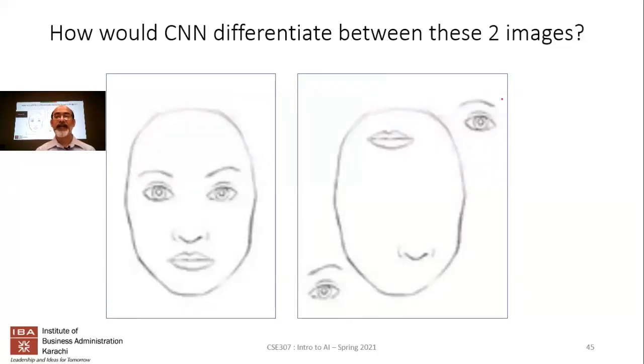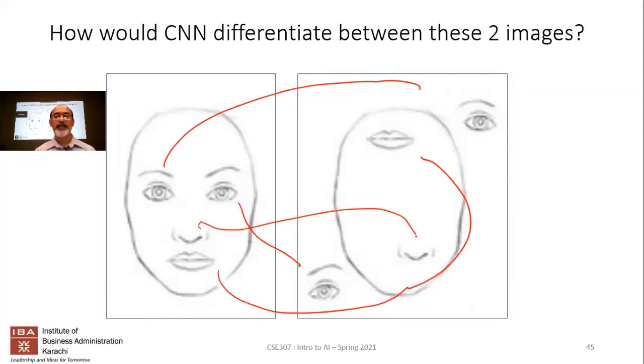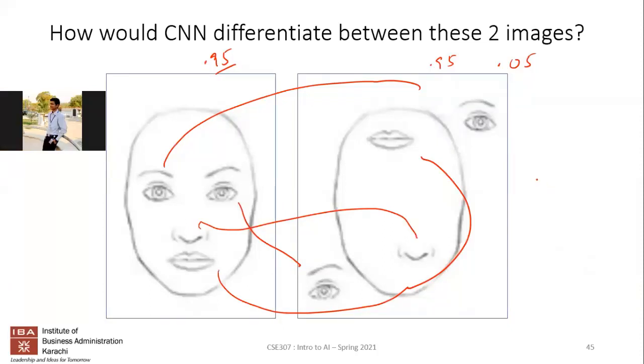It might say, well, this eye is identical to the other eye, the mouths are identical, the nose is identical. So if you gave both of these images to the convolutional neural network, and it gives a probability of 0.95 that there is a face, what do you think the output will look like? Will it be 0.95 or 0.05? Which one is more likely? 0.95, sir, somebody online is saying.